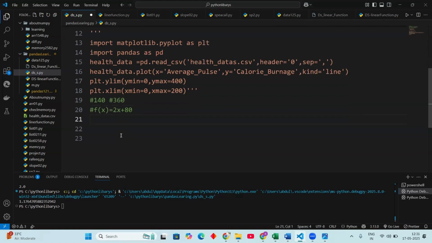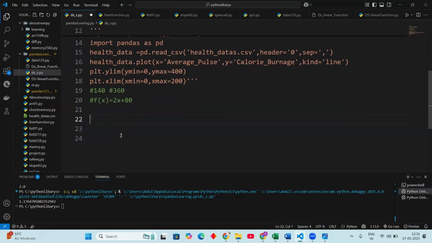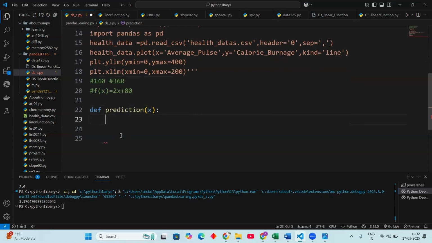Right, this is our equation. Let's put the equation into code. def prediction, I have to predict data. I'm assigning a value, the prediction for the x value. I'm using 140. I am returning the equation 2 times x plus 80. Right.